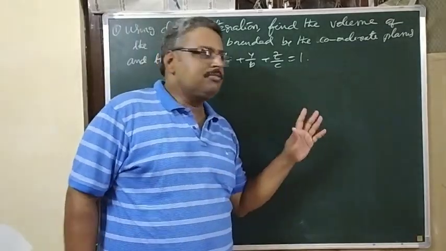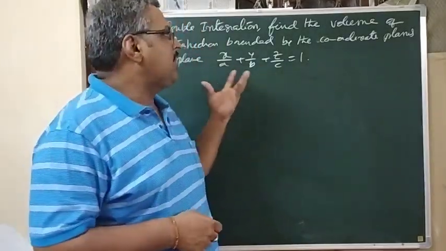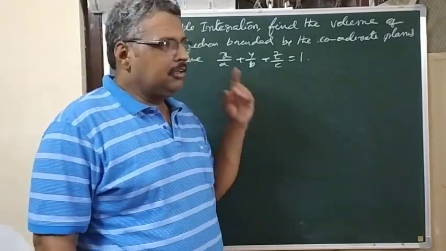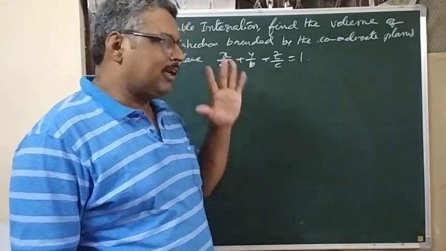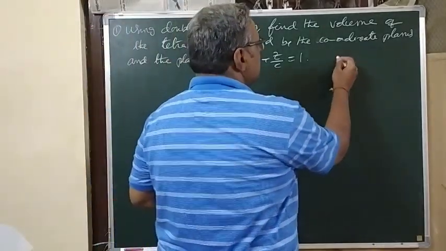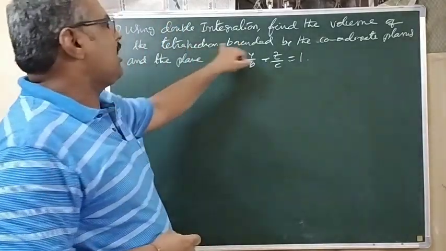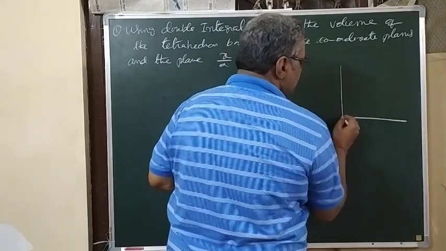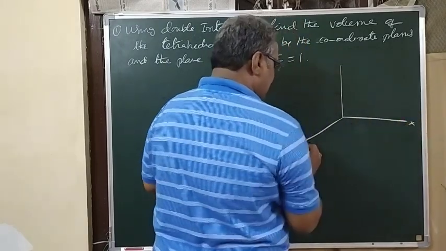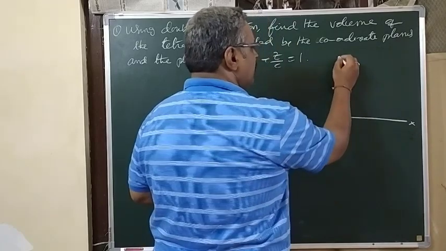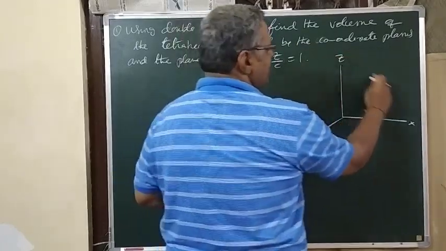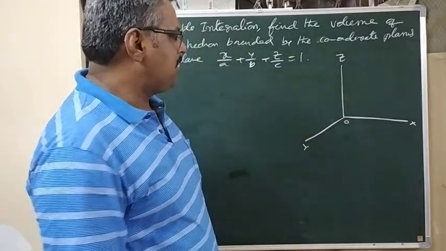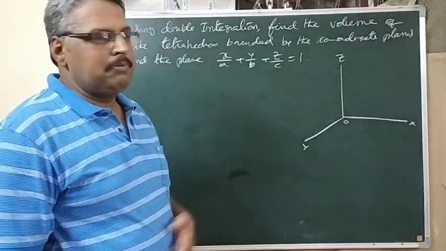So for finding the volumes, what is the procedure? First find out the region. Then second, find out the limits. Then third, evaluation of integrals. Okay. So if you observe, our tetrahedron is bounded by coordinate planes. What are the coordinate planes? Coordinate planes are the xy plane, yz plane and zx plane. In three-dimensional geometry, the xy plane, yz plane and zx plane are called coordinate planes.